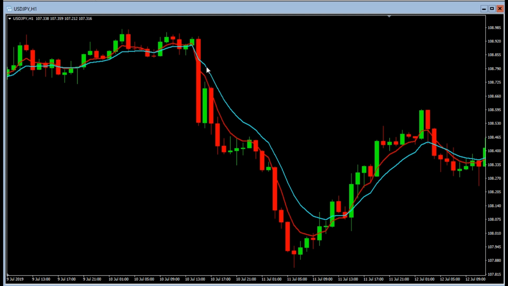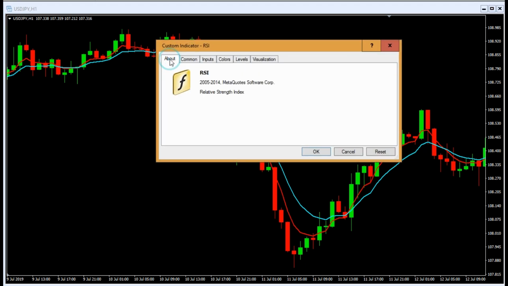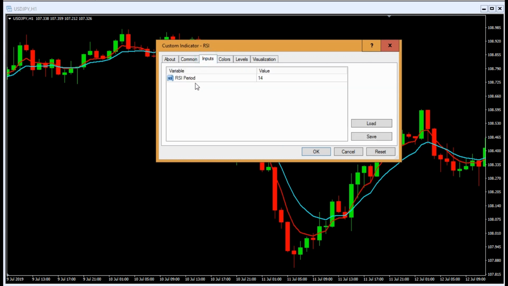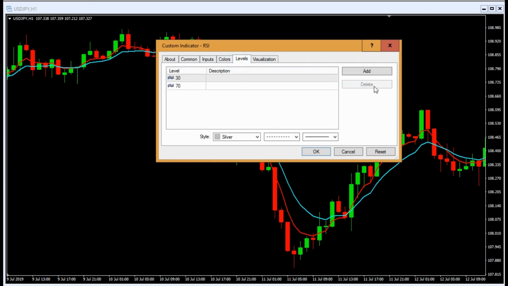In part two, because just moving averages are not enough, we need some more indicators. So I added the RSI indicator. Make sure you have allowed DLL imports. In the inputs, you have 14 period, and leave the colors as Dodger blue. In levels, you need to add one more level, which is level 50.